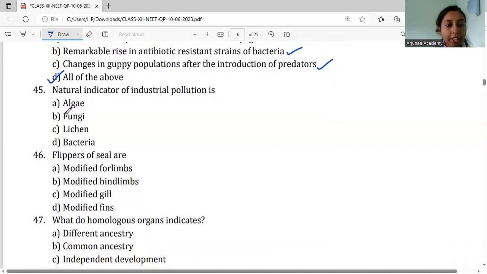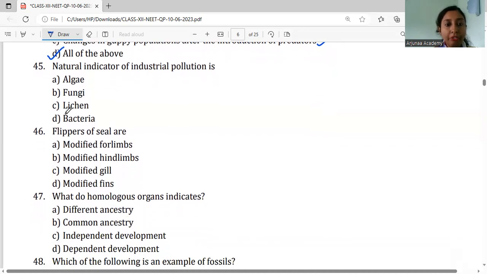Then 45. Natural indicator of industrial pollution is the lichen. Lichen is a natural indicator of pollution. If there is any kind of pollution, lichens will not grow. In the absence of pollution, lichens will grow on tree barks and rocks.